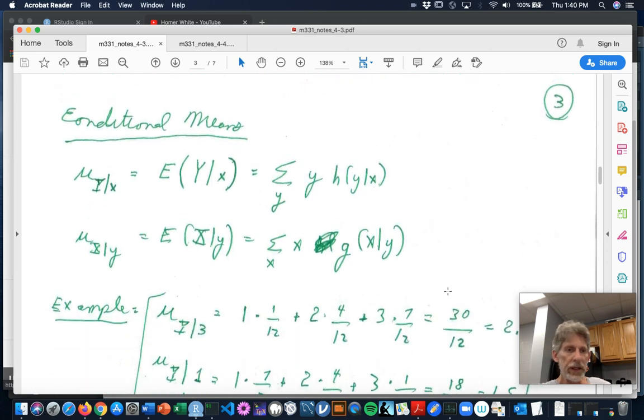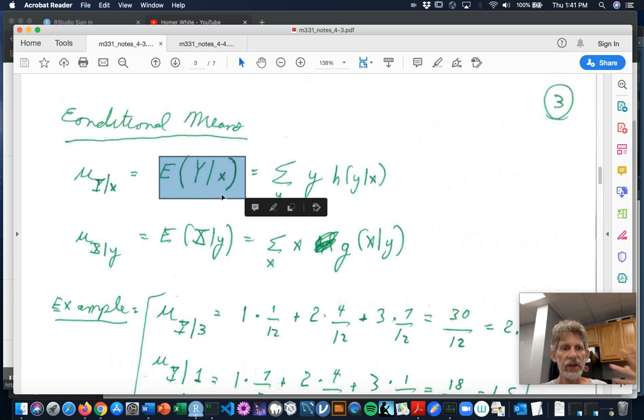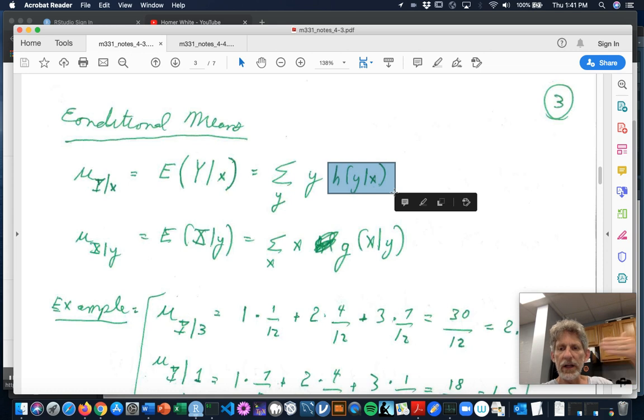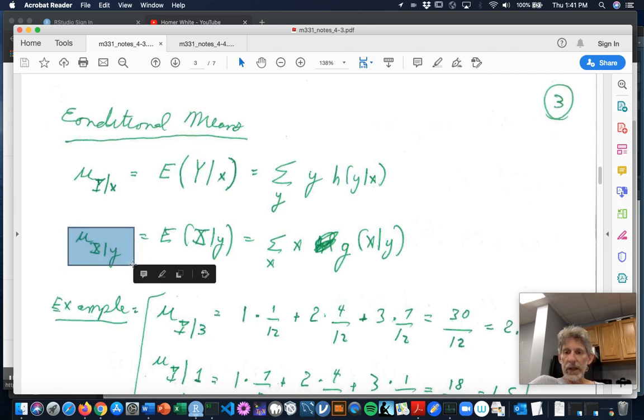You can do conditional means if you like, and those would be means of the conditional random variables. So the mean of the conditional random variable y given that capital X is little x, I guess you could also see it written as the expected value of capital Y given little x. So you just sum over all the possible little y's, the value of little y times that conditional PMF, if you ever need to do it. And the same if you need a conditional mean for an x given little y.